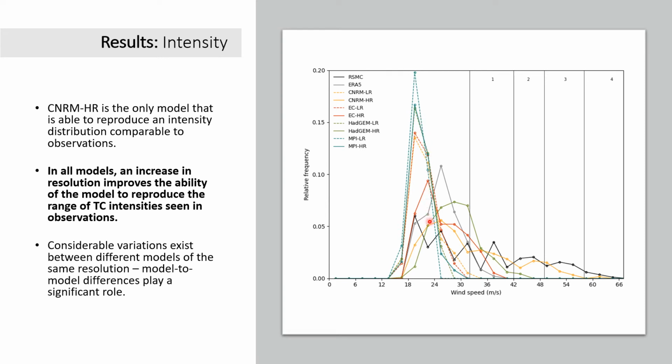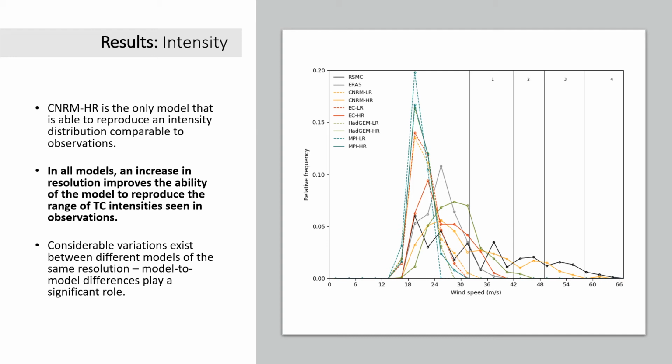All of the low-res models, as well as MPI-HR, show a peak at around 18 meters per second, and they're unable to capture the increased frequencies in these higher wind speed tails, so it results in more symmetrical distributions. I do want to note that although MPI LR and HR both show a peak at the same wind speed, the high-res run actually has a higher frequency of occurrence in this higher wind speed tail as compared to the low-res run.